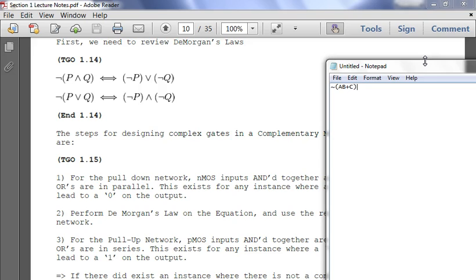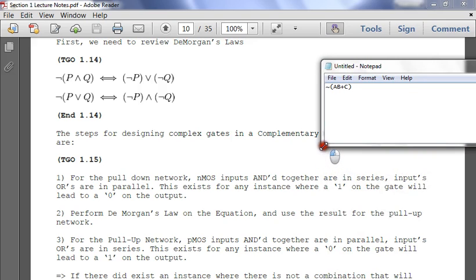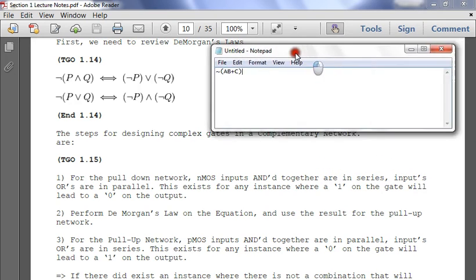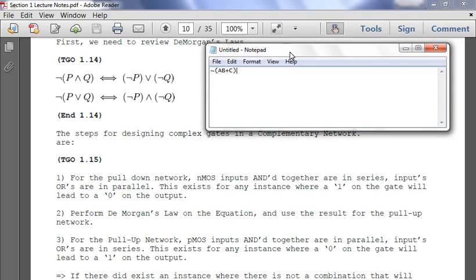But we'll start here. So A, B, or C. In this first rule, what I'm saying is that nMOS inputs ANDed together are in series, inputs ORed are in parallel. So you're going to have two nMOS transistors, one hooked to A, one hooked to B. They're in series and they're both tied to ground. And then C is going to be in parallel. Then you hook those two circuit paths to the output. And that's your pull-down network.